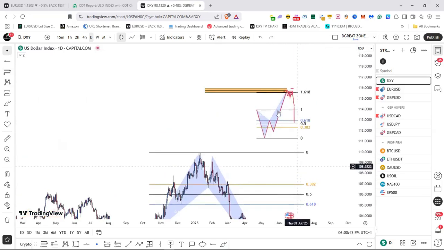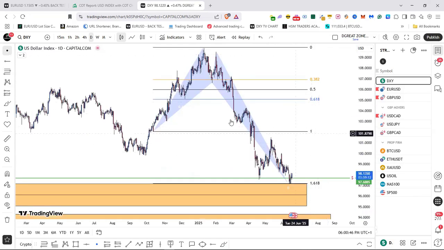I actually did this, but it's the reverse of this. It is a bearish version of it because this one is a bullish version, just like that. I said for a crab, we want to see this point to be between 0.382 and 0.618, and the D point to be at what? 1.618.